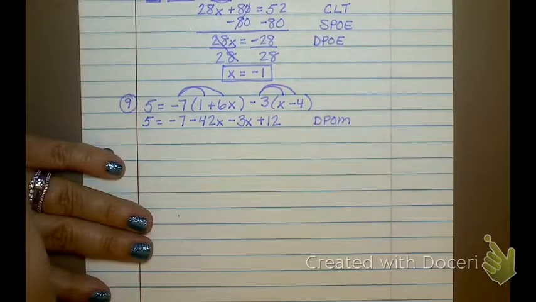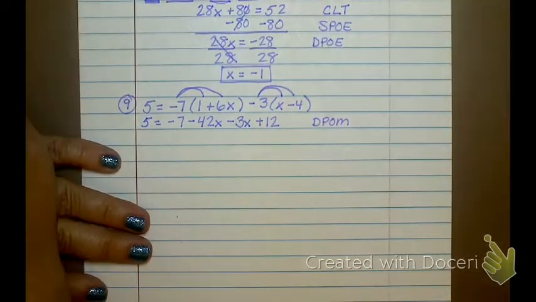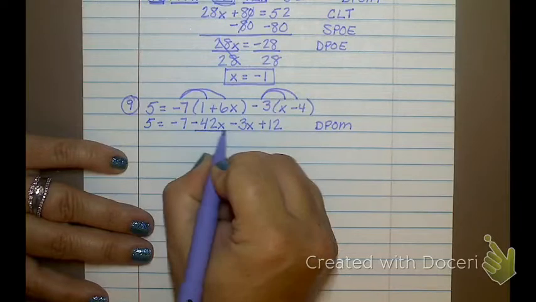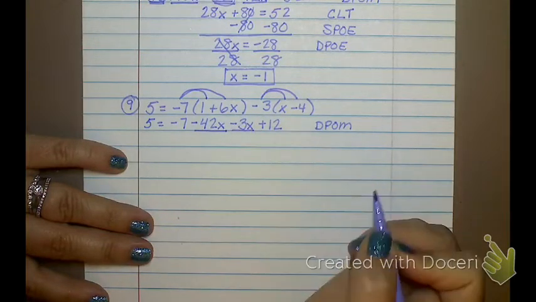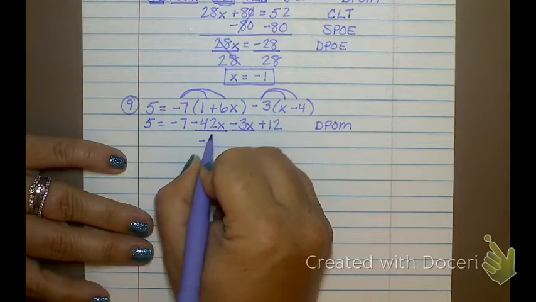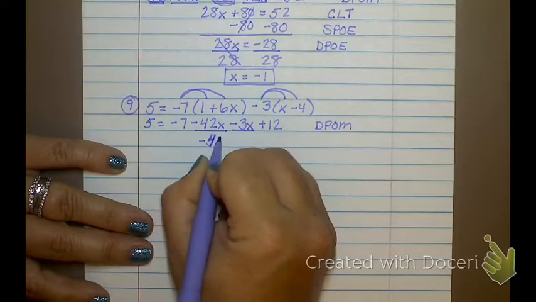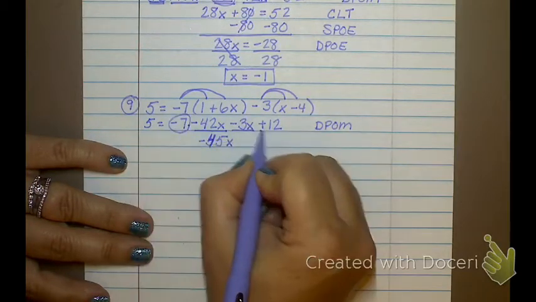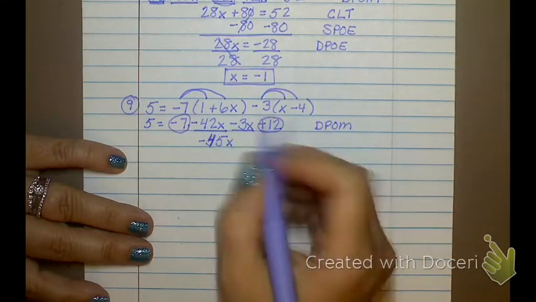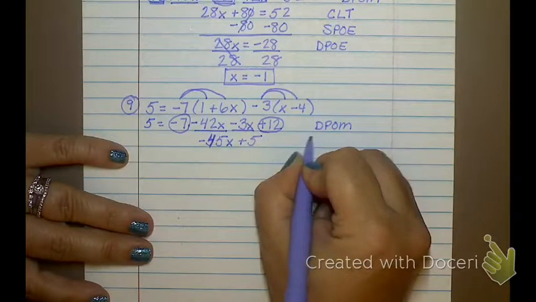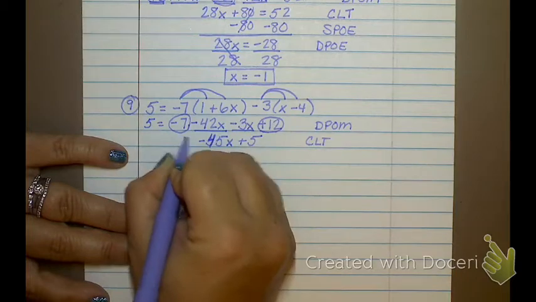All right, what's going on next? Combine like terms because they're on the same side of the equal sign. Negative 42x and negative 3x. What's that? Negative 45, right? x. And what about negative 7 and positive 12? Positive 5. That was my combining like terms step.